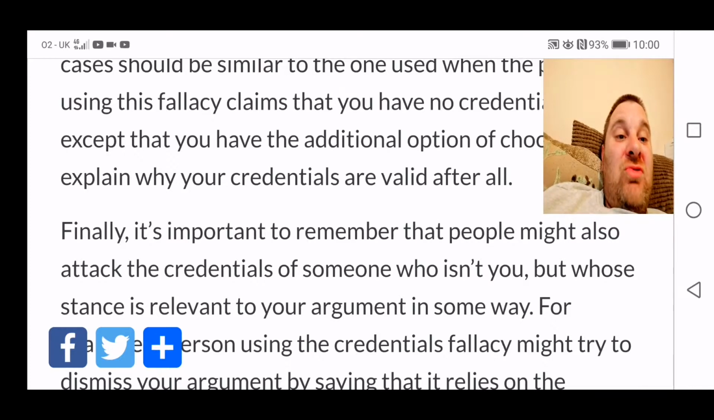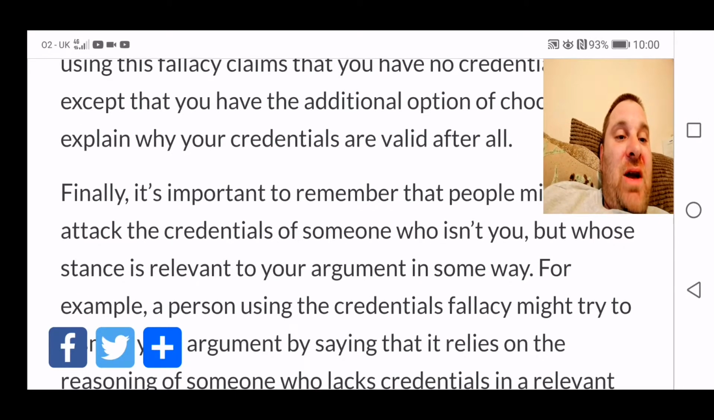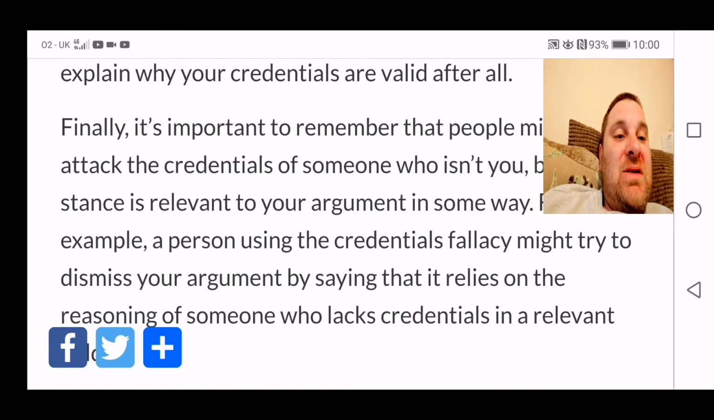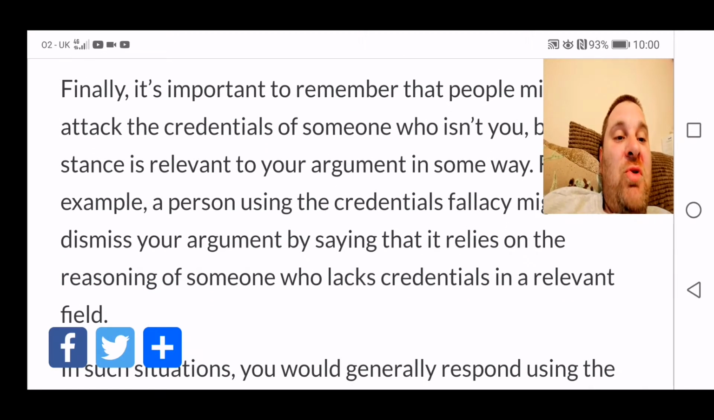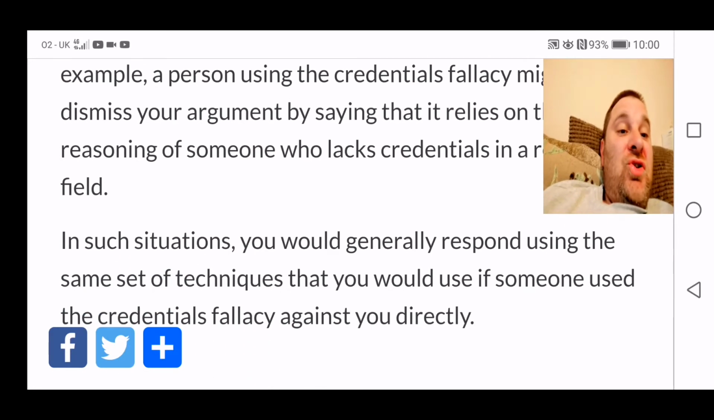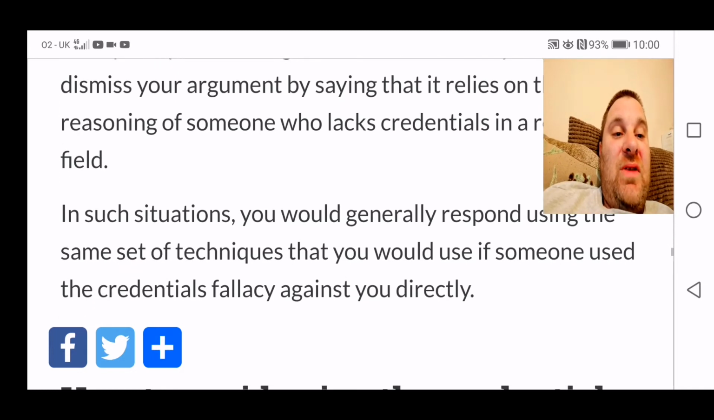Finally, it's important to remember that people might also attack the credentials of someone who isn't you, but whose stance is relevant to your argument in some way. For example, an individual using the credentials fallacy might try to dismiss your argument by saying that it relies on the reasoning of someone who lacks credentials in a relevant field. In such situations, you would generally respond using the same set of techniques that you would use if someone used the credentials fallacy against you directly.